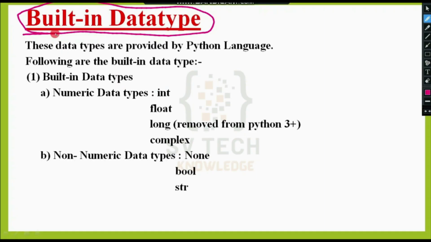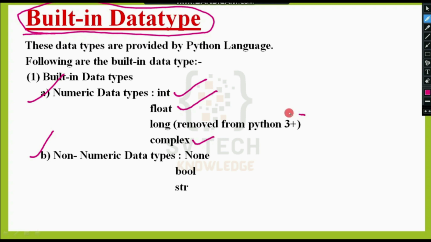So in built-in data types we have mainly two types. One is numeric data type, and the second one is non-numeric data type. In numeric data type we have integer, float and complex.